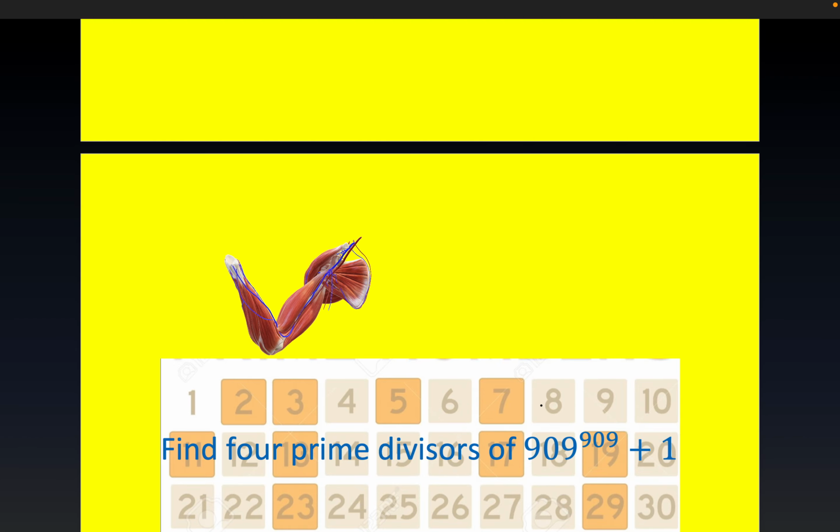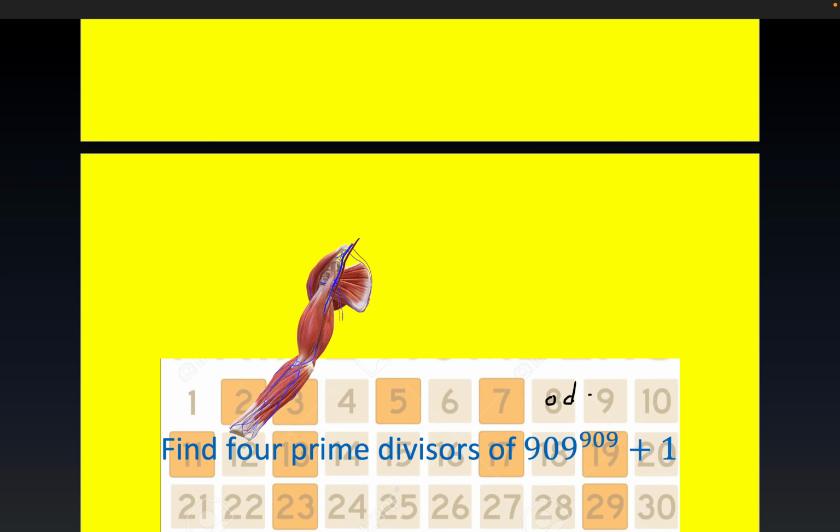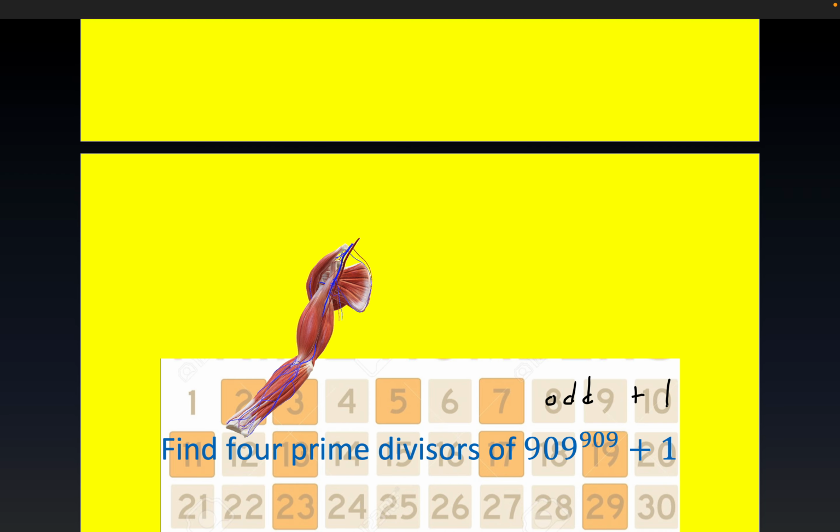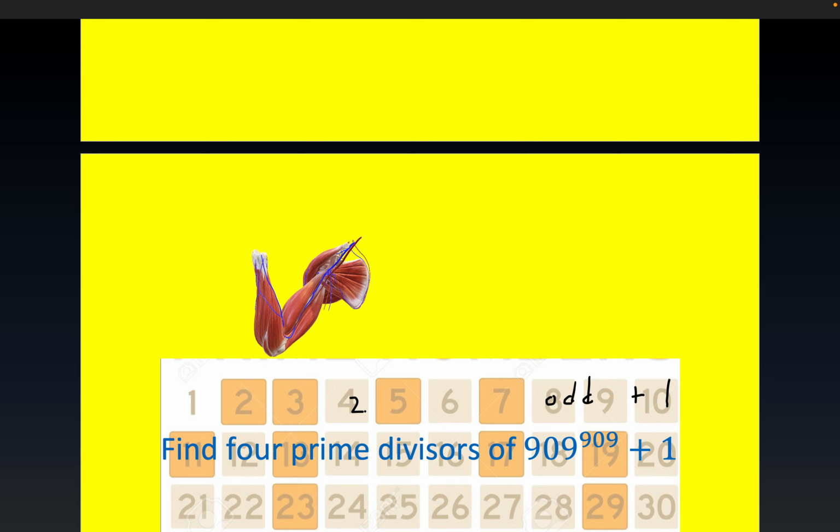Tonight we're trying to find 4 prime divisors of an impossible to calculate manually integer. Now one that we can find quite quickly is just to observe that this very first term has to be odd. 909 is certainly an odd number. If you raise it to any power, you get an odd number. And if you add 1 to any odd number, you get an even number. So that means 2 has to be one of these 4 divisors.